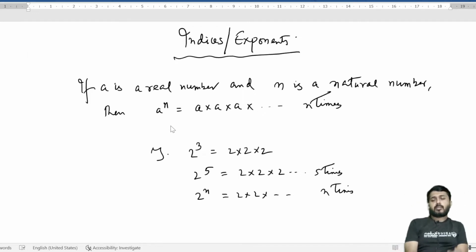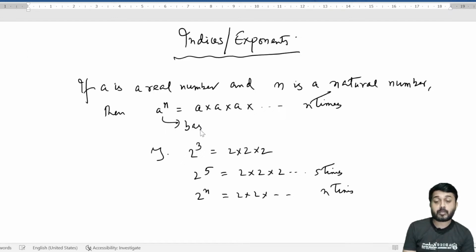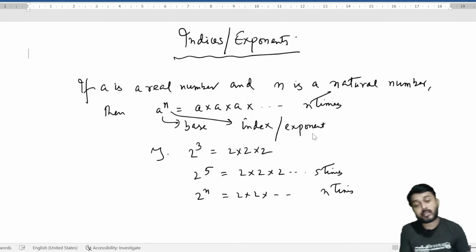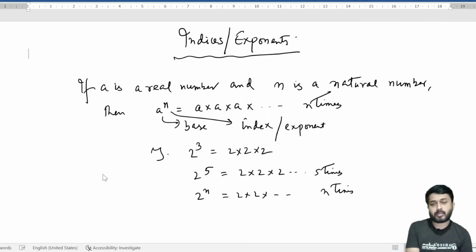So what is a here? A here is called the base actually. And what is this n? This n is called the index or exponent. The thing which is coming in the superscript is being called the index or exponent, and that is what this chapter is all about.